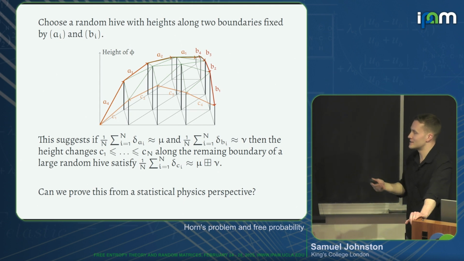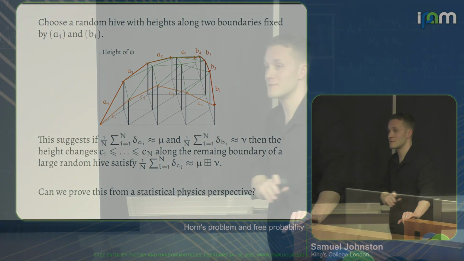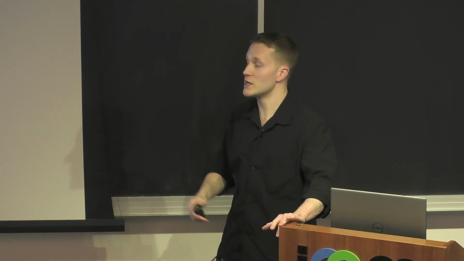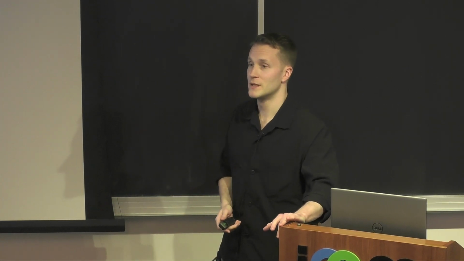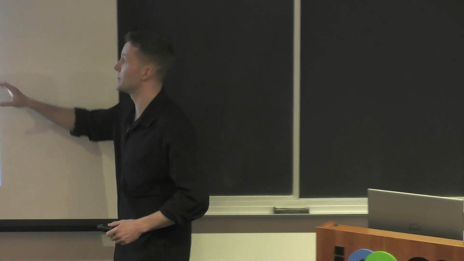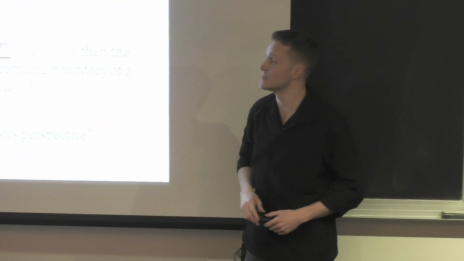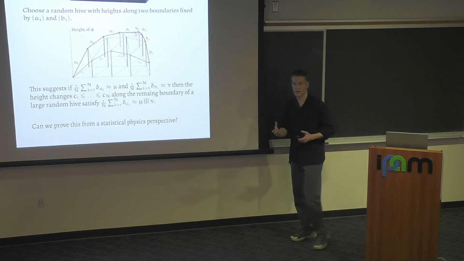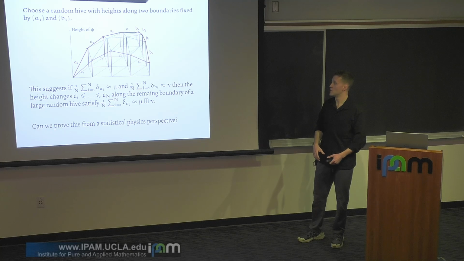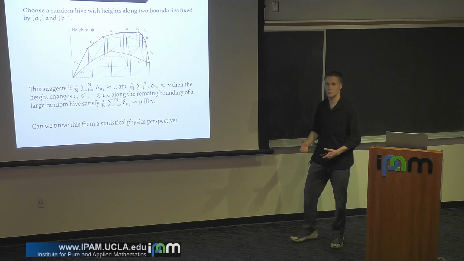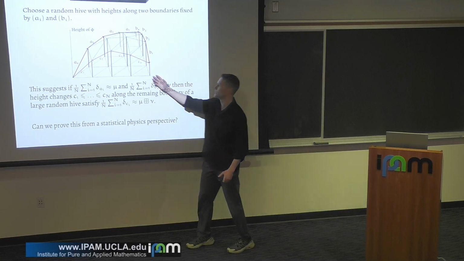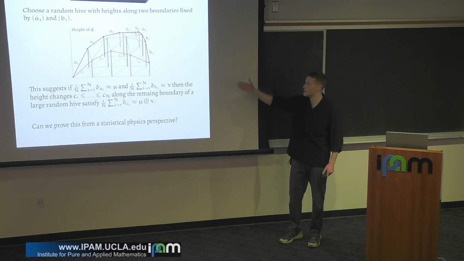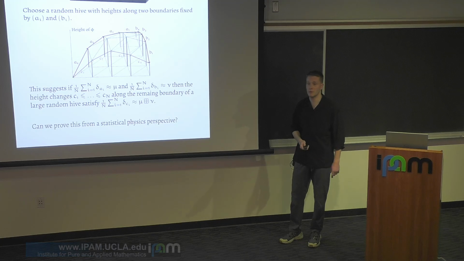But this raises a natural question. Suppose we don't know anything about random matrices, about eigenvalues, about free probability, but we can treat this purely as a question about the statistical physics of random surfaces. Namely, we can define a hive as some sort of surface. We can define a random hive. We can choose a random hive according to some boundary conditions. Can we show that somehow this free convolution operation on two measures is emerging from this statistical physics problem involving random surfaces?